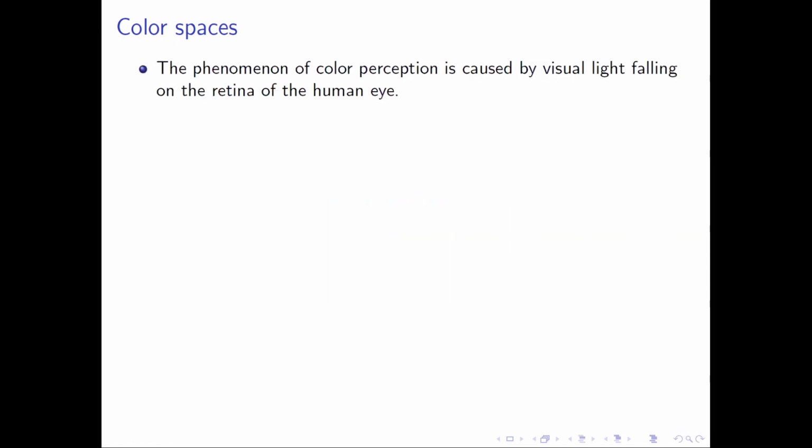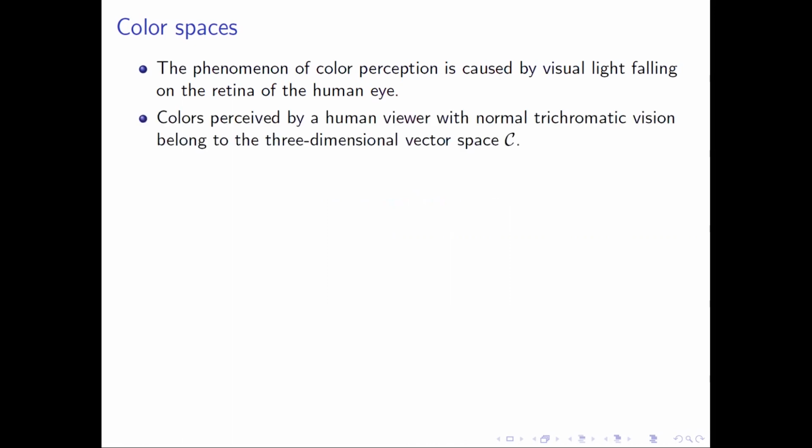Chapter 7 is largely devoted to introducing the color vector space C and studying its properties. The perception of color is caused by light with wavelengths in the visible range of roughly 350 to 780 nanometers falling on the retina of the human eye. The colors perceived by a human viewer with normal color vision belong to a three-dimensional vector space.